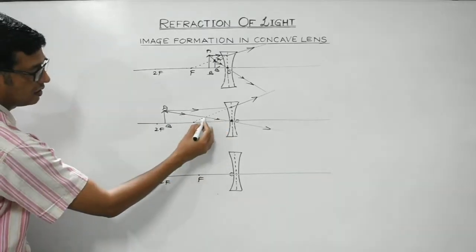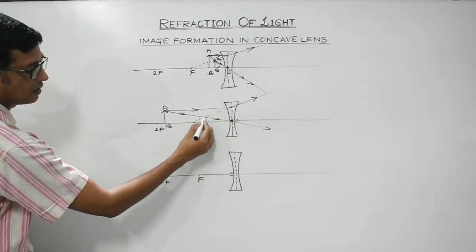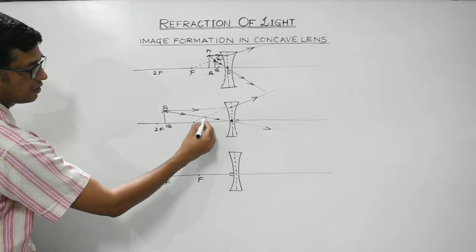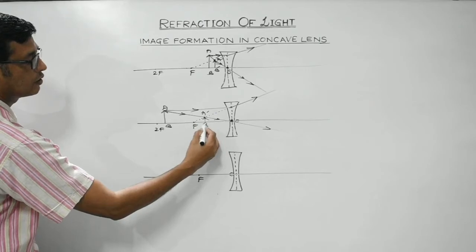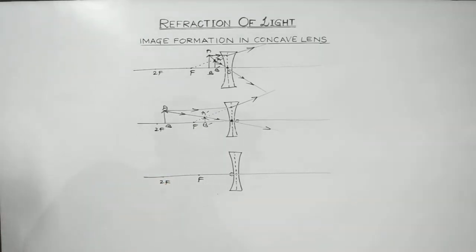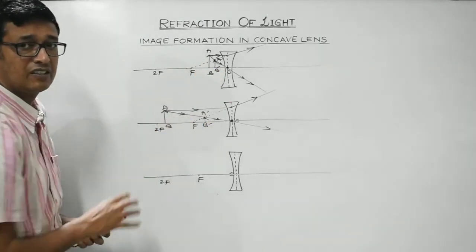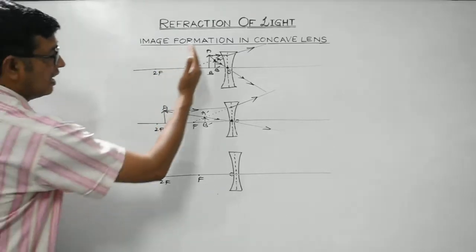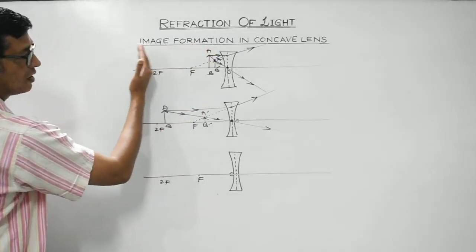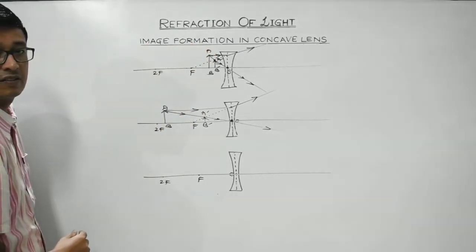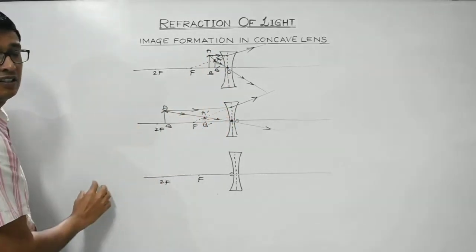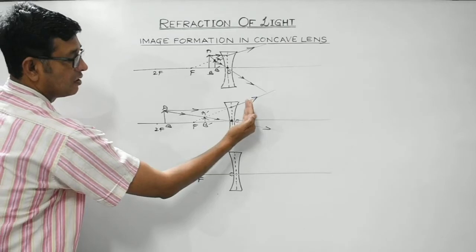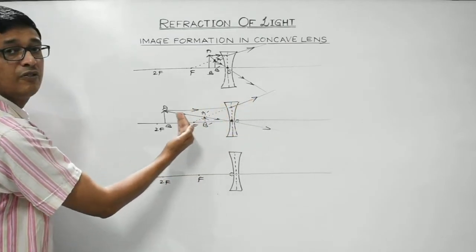So look, students, here the point of intersection is taking place. This is the point of intersection. So here drop a perpendicular. So this will be A dash, this will be B dash. Are you observing some very basic thing? As the object is taken farther away from the concave lens, the size of the image keeps on decreasing and the position of the image keeps shifting towards the focus.